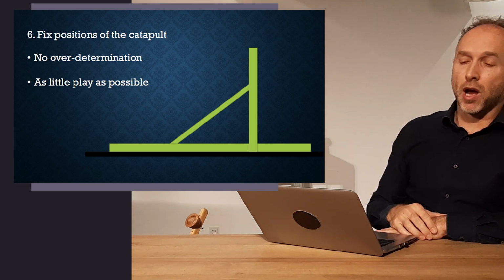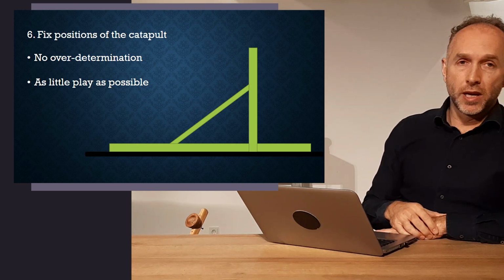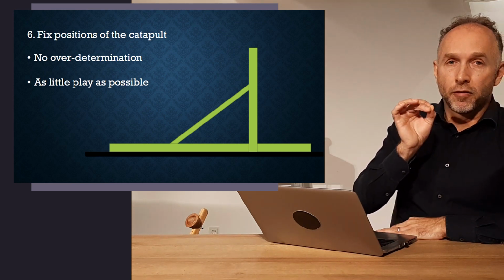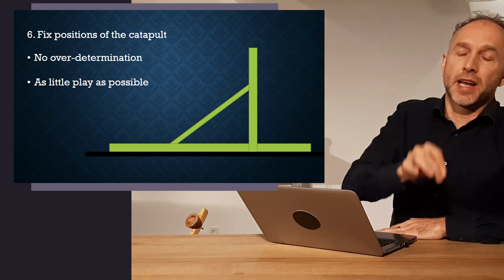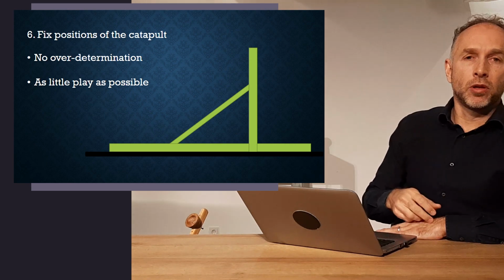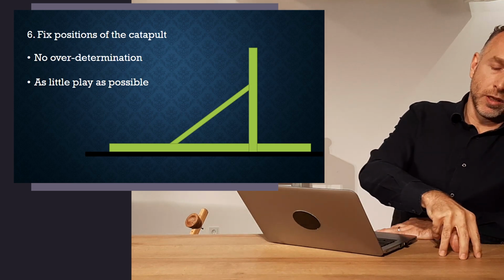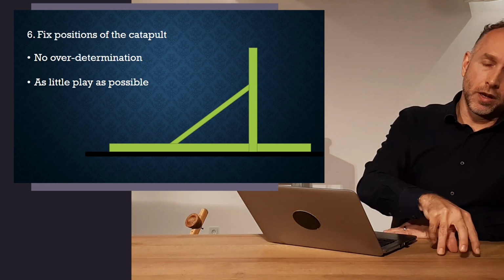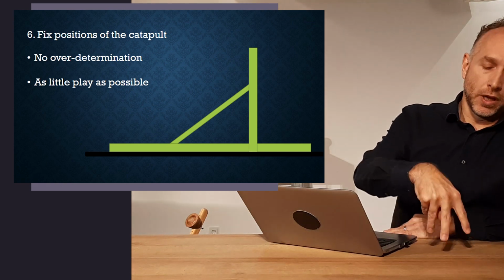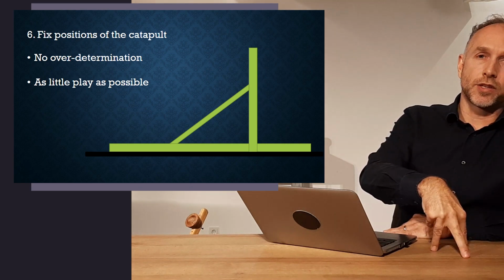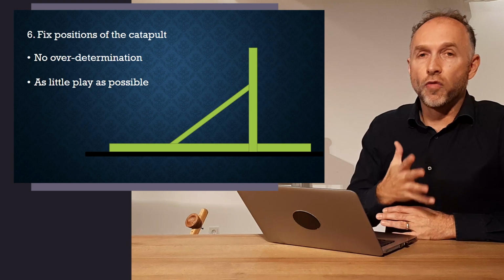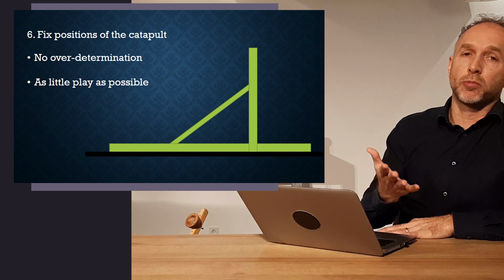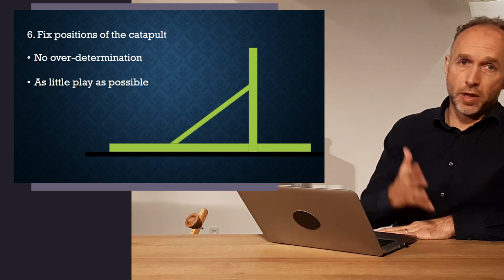And we want to do it by not over-determining or fixing our catapult, but we want to fix every degree of freedom exactly one time. I want you to think about a table on four legs. If not all legs are exactly the same length, it can still move. And a table on three legs, that's the stable solution. So that's not overdetermined, but exactly right. And we want to have as little play as possible in our frame. So that's the sixth function.